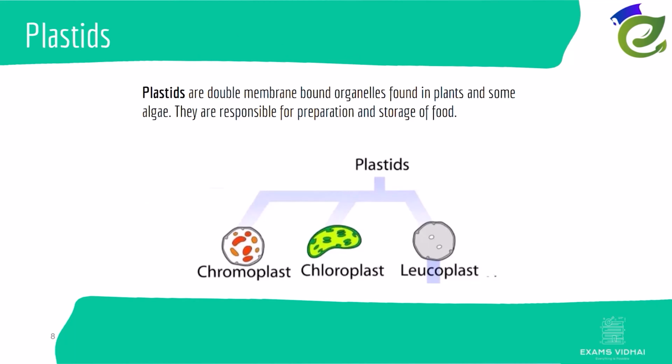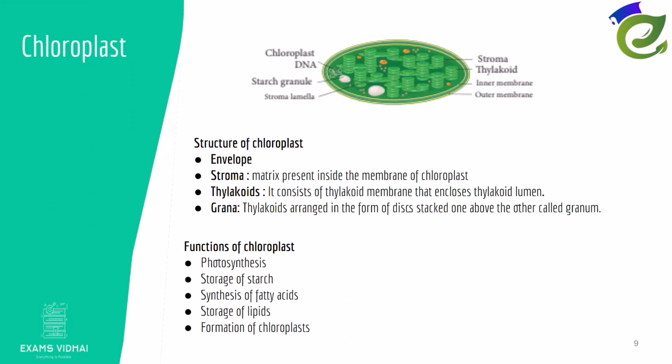Plastids are double membrane bound organelles found in plants and some algae. They are responsible for preparation and storage of food. Plastids are of three types: chromoplast, chloroplast, and leucoplast. Now coming to the chloroplast, green plastids containing green pigments called chlorophyll.